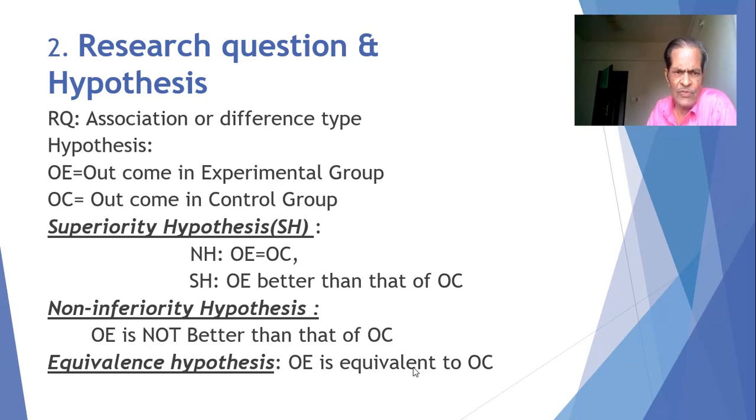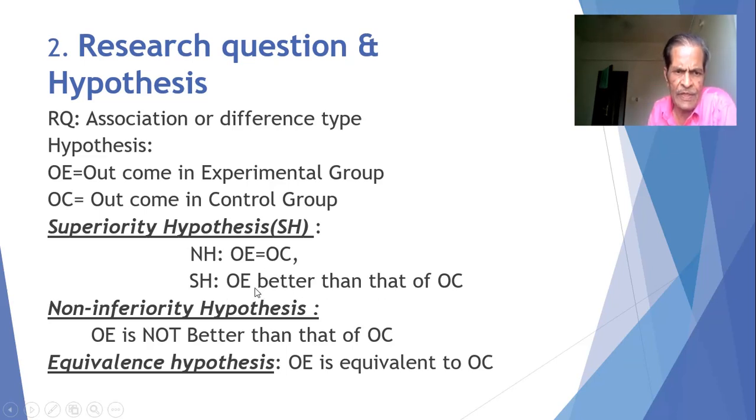In superiority hypothesis, again, there are two components. One is the null hypothesis, and the second one is the study hypothesis or the superiority hypothesis itself. The null hypothesis states that OE is equal to OC, that is, outcome in experimental group is equal to the outcome in the control group. This is a statistical requirement. And the alternate hypothesis or study hypothesis or the superiority hypothesis states that OE is better than OC.